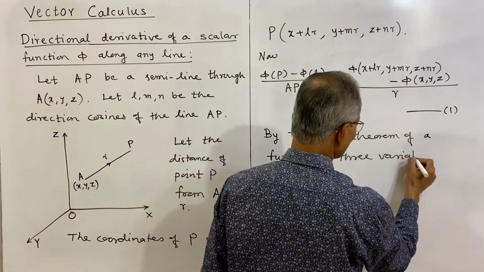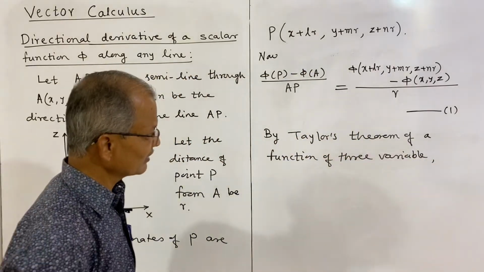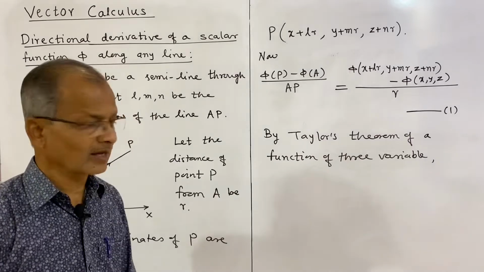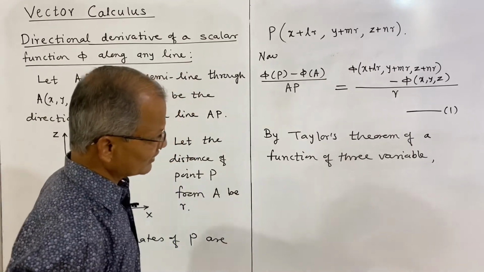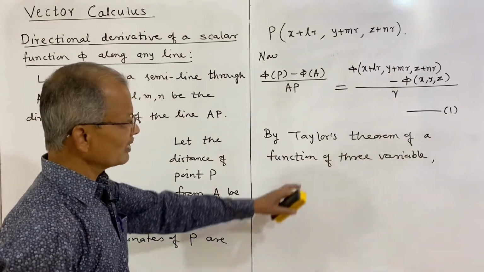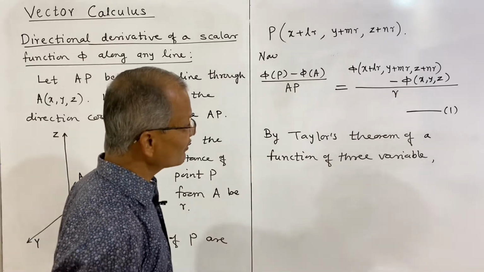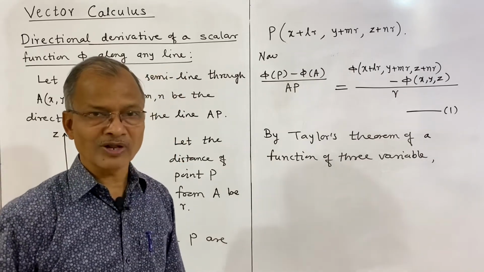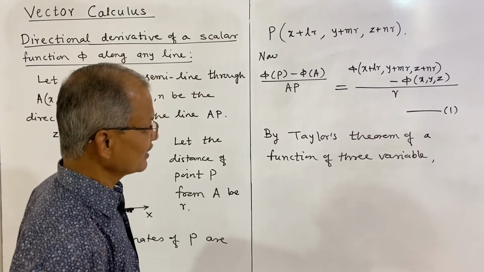Taylor's theorem we have studied in the chapter of partial differentiation, and we shall use it here. Earlier we have studied the Lagrange mean value theorem, and the Cauchy mean value theorem also. Taylor's theorem is a generalization of the Lagrange mean value theorem, but the theorem we have studied is for 1 variable, and here we want to use it for 3 variables.